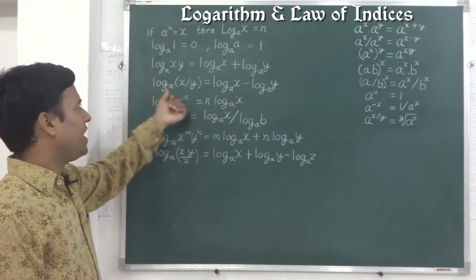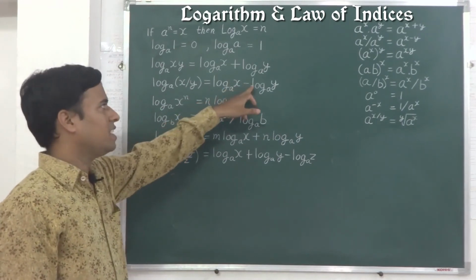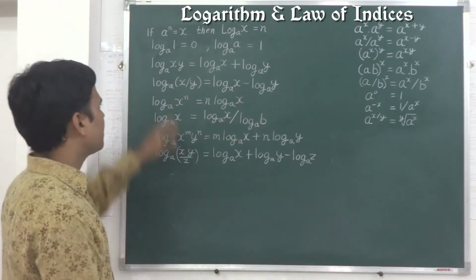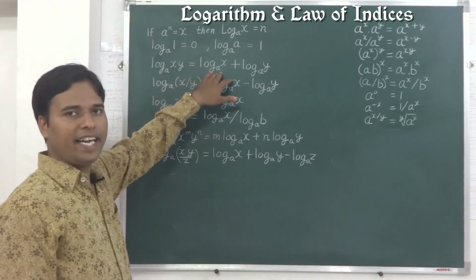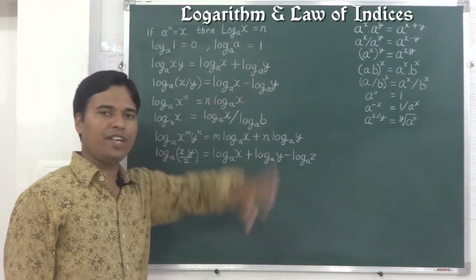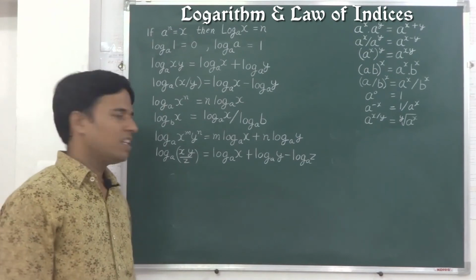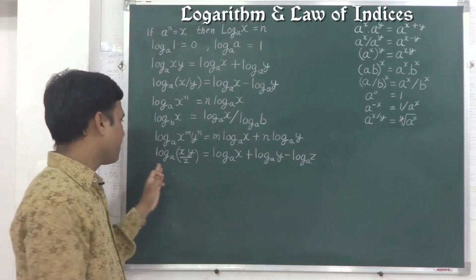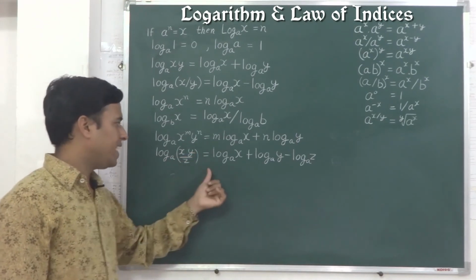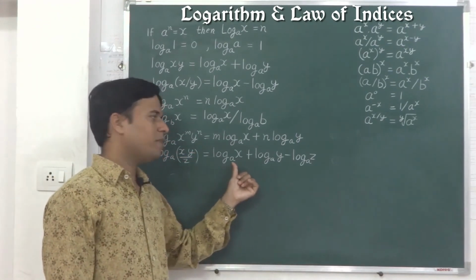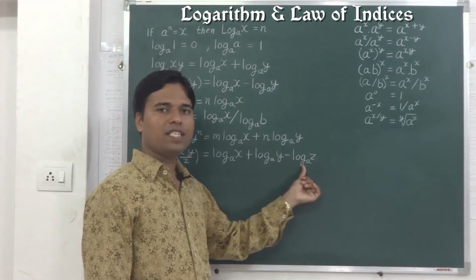So log base a of x upon y is equal to log base a of x minus log base a of y. Similarly, log base a of xy is equal to log base a of x plus log base a of y. Using these two formulas, we can get another extension, log base a of xy divided by z. Then we can write it as log base a of x plus log base a of y minus log base a of z.